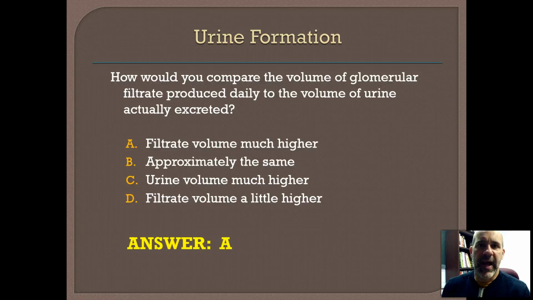And hopefully you answered A on that one. All these nephrons in both of your kidneys are constantly filtering the blood, capturing lots of fluid, lots of plasma gets squeezed out into the Bowman's capsules, and that's your earliest filtrate.